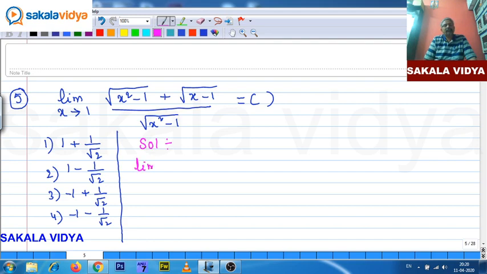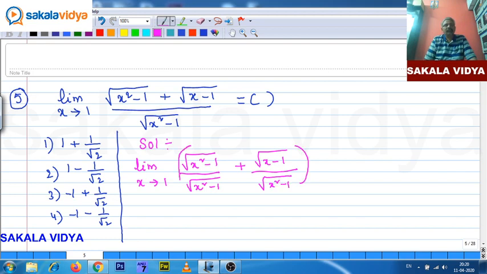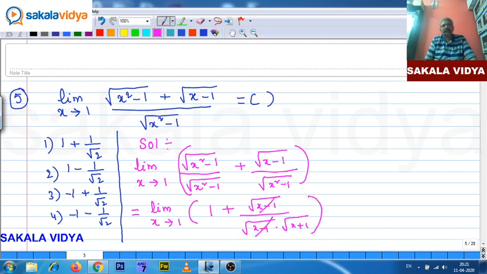Limit x approaches 1, this we can write root of x square minus 1 upon root of x square minus 1 plus root of x minus 1 upon root of x square minus 1. Okay, this gets cancelled. We have limit x approaches 1, 1 plus root of x minus 1, which can be written as root of x minus 1 into root of x plus 1. You please check it. So this gets cancelled.